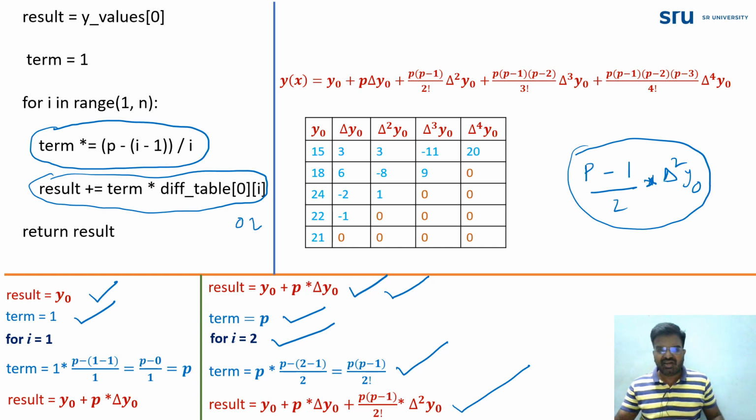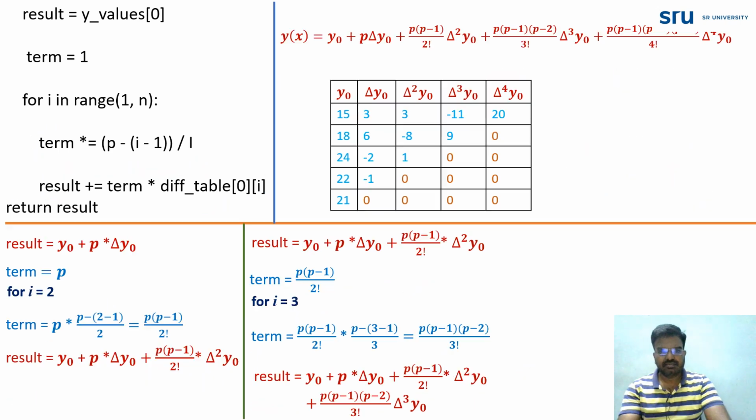Again in the next step, we update this result at I equal to 3. At I equal to 2, these are the updated values of the result and term. Now at I equal to 3, again we update the term and result. See, the updated term is this one at I equal to 3. We multiply this one with the next difference. What is the next difference? This one. Okay, after multiplying with the next difference, we add this term to the result. See, this is the updated result at I equal to 3.